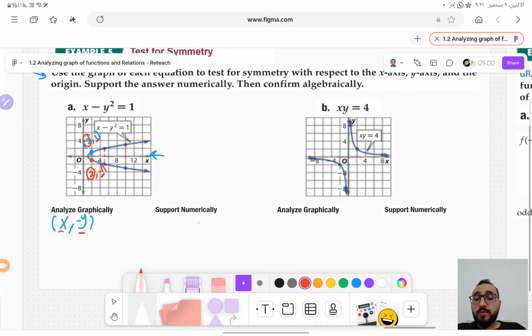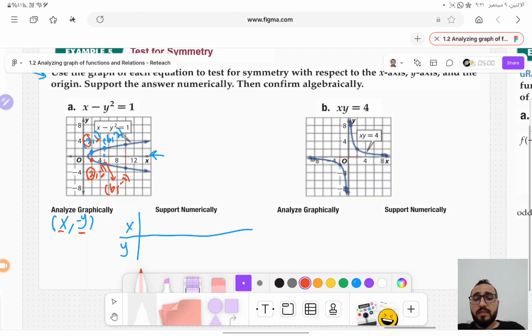How can we support it numerically? Numerically, just make a table, x and y. Let's say the point here, the x coordinate, this is 2, this is 4, 5, 6, 7. So this one here, the coordinate is 6, and on the y-axis is 2. So for sure, if this one is 6 and 2, the point here down will be 6 and -2.